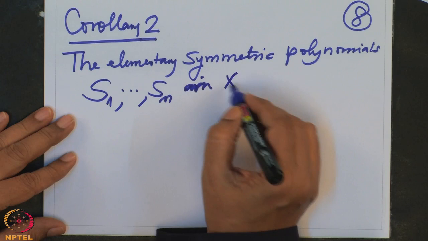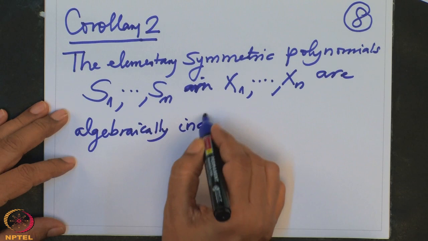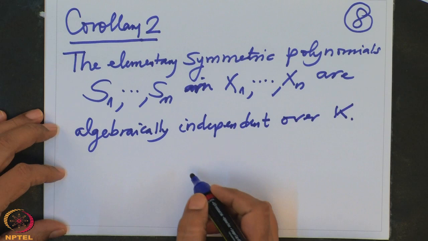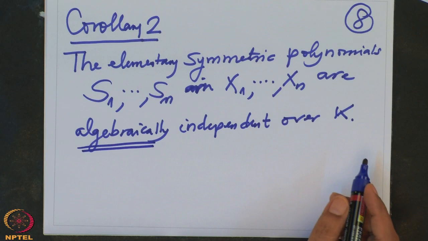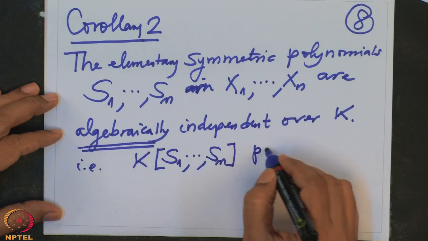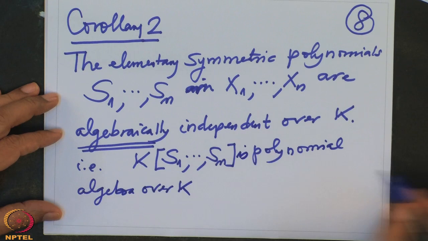are algebraically independent over K. That means they don't satisfy any relation among themselves, any polynomial relation among them. Not only linear, they are algebraically independent, no relation. So that means this subalgebra is actually a polynomial algebra over K. So they behave like variables.